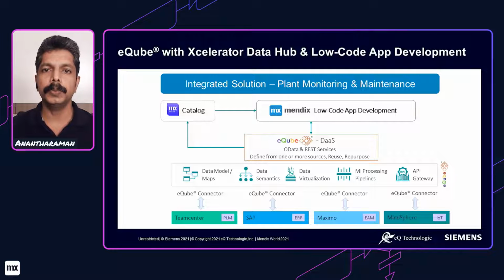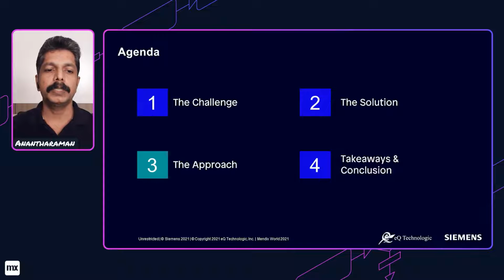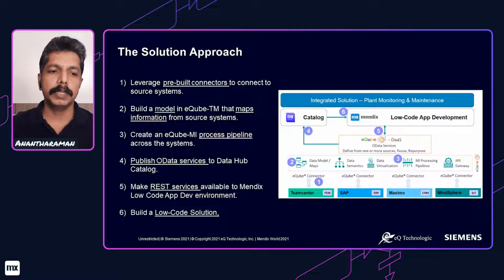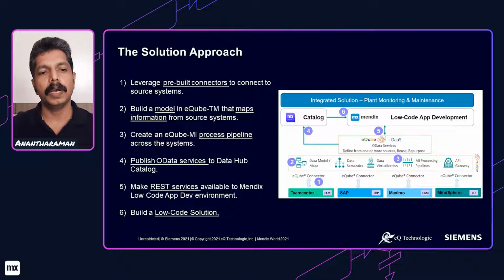Let us look into our approach in creating this solution. As you see here, there are 6 steps which define our approach. Leverage the pre-built connectors to connect to the source systems. Build a model in eCube TM that maps information from these source systems. Create an eCube MI process pipeline across these systems and orchestrate the execution.